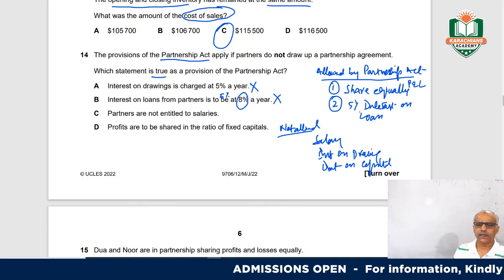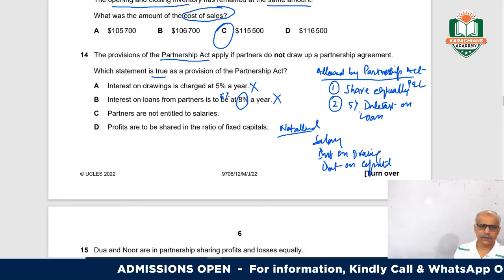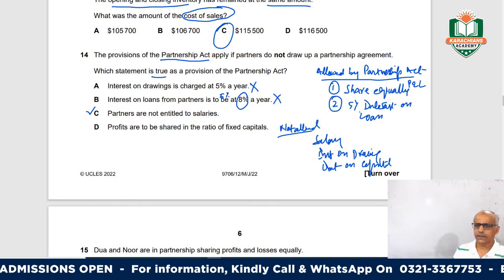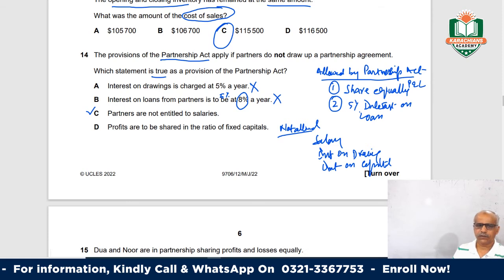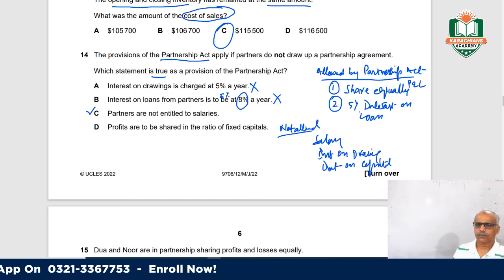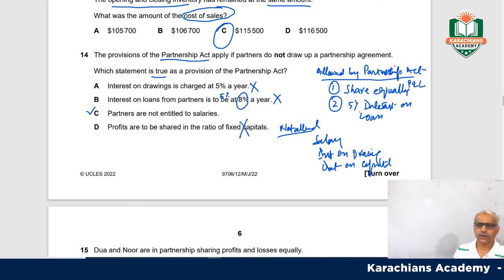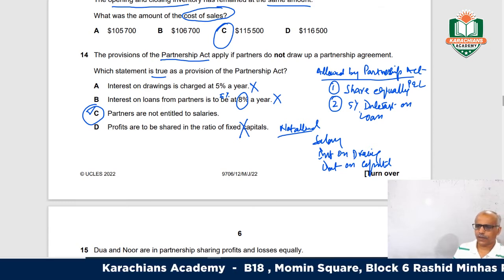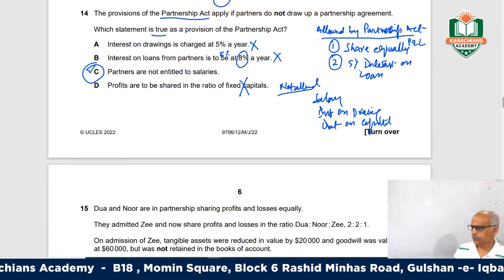Partners are not entitled to salaries. This is very much right, because salaries are not allowed. And profits are to be shared in the fixed ratio. No, profits are to be shared in equal ratio. So this is also wrong. So your answer is C. So let's move on to the next question.